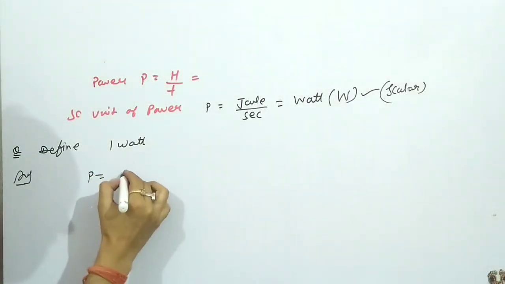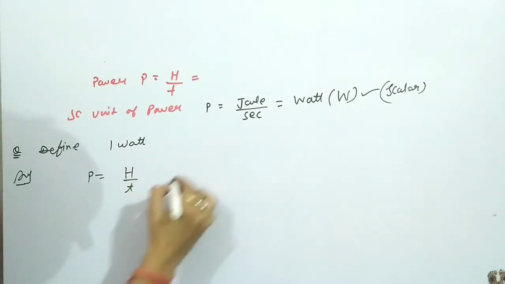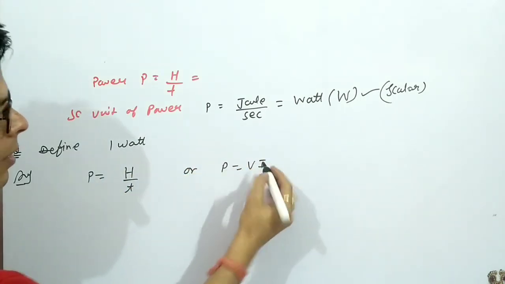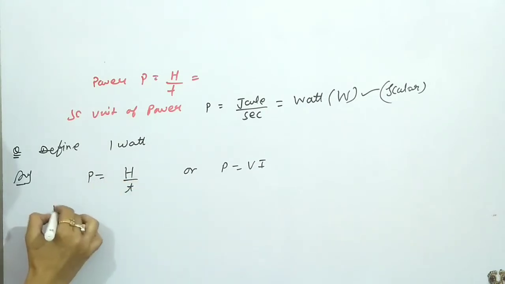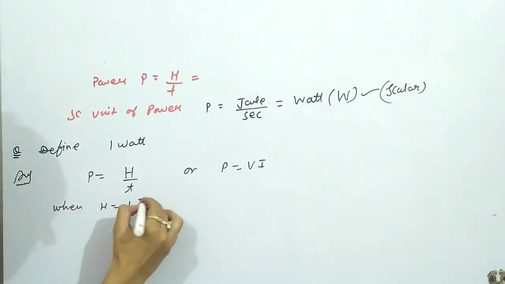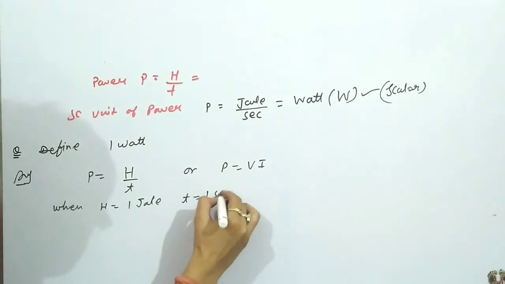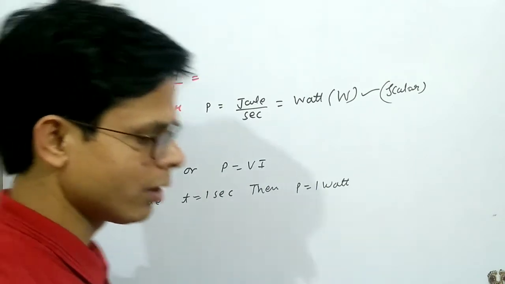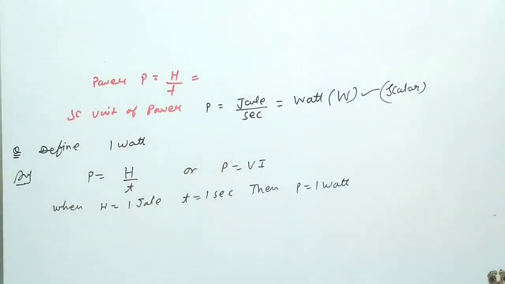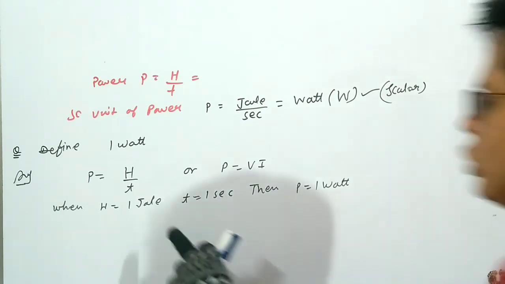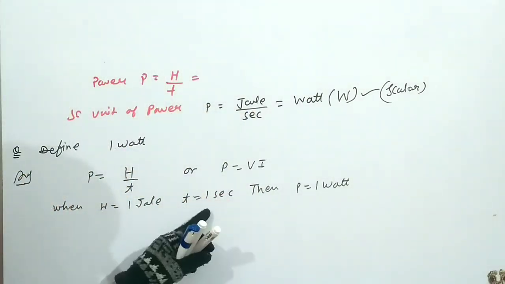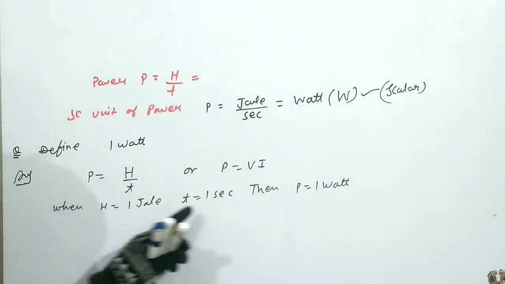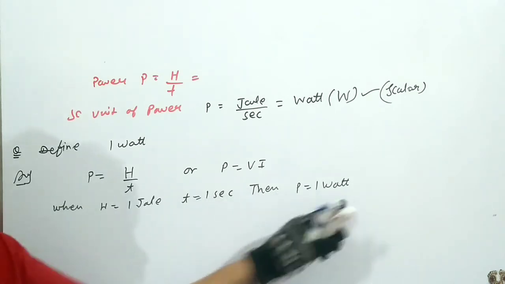Power P equals H upon T, or P equals VI. From either one, P will be 1 when H equals 1 joule and T equals 1 second; then P will be 1 watt. So 1 watt is the power when the heat consumed by a conductor per second is 1 joule. Then the power will be 1 watt.